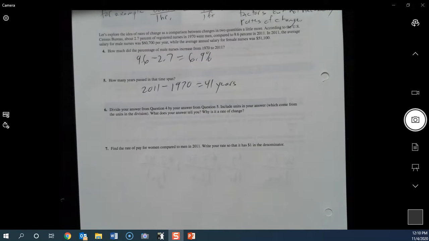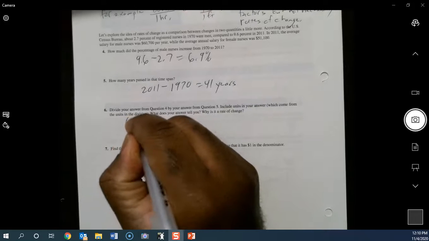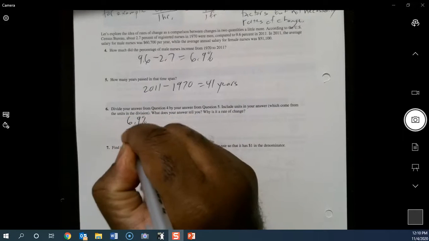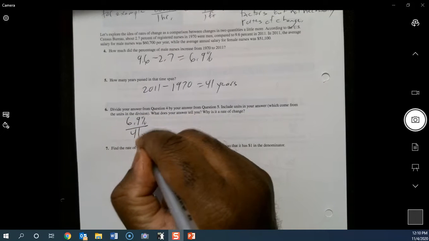Number 6, divide your answer from question 4 by your answer from question 5. Include units in your answer, which come from the units in the division. What does your answer tell you? Why is it a rate of change? Okay, so basically we had 6.9% over 41 years.